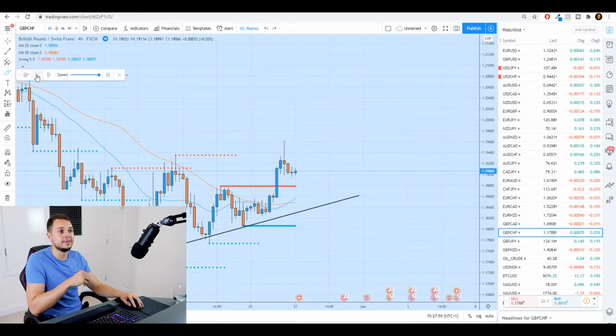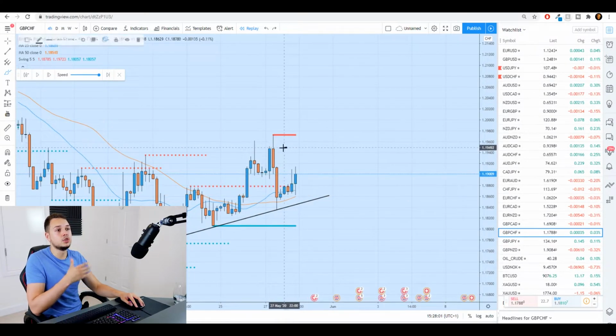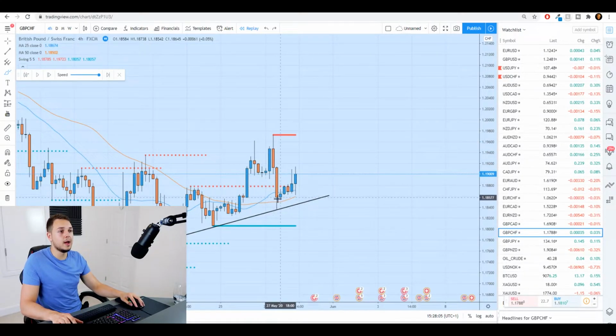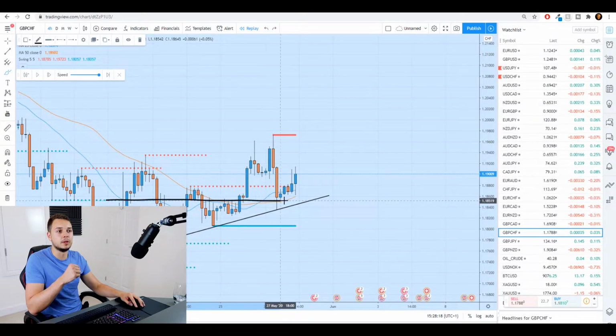So let's see what happens. Let's click play. Boom, it's shot towards the upside with huge bullish pressure. It turned around inside the 25 and 50 moving average, inside this trend line, and pretty much nearly inside the pivot point. Although the pivot point did respect over here, it respected this one, as you can see.